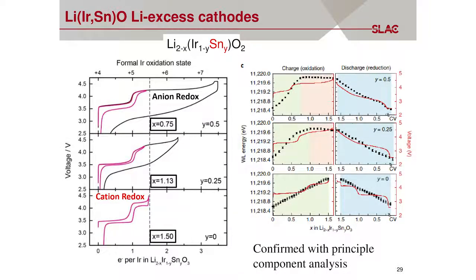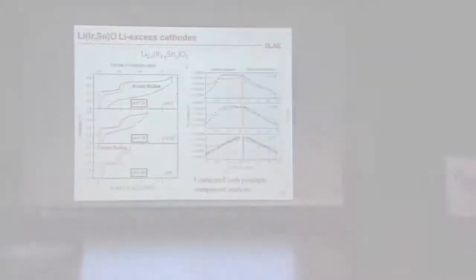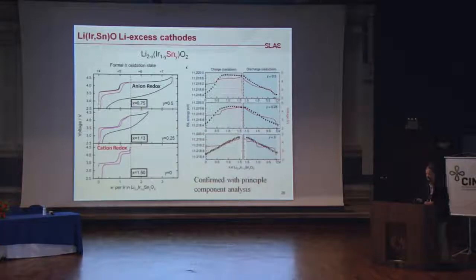The bottom plot is for the pure iridate. Here's the capacity plot, and here's the white line peak. We see it go up continuously as we charge and then go down continuously as we discharge. This is not a real sophisticated measurement. We've also done principal component analysis that's consistent with the fact that the cation is going from a formal oxidation state of 4 here to a formal oxidation state of 5.5 here and then back.